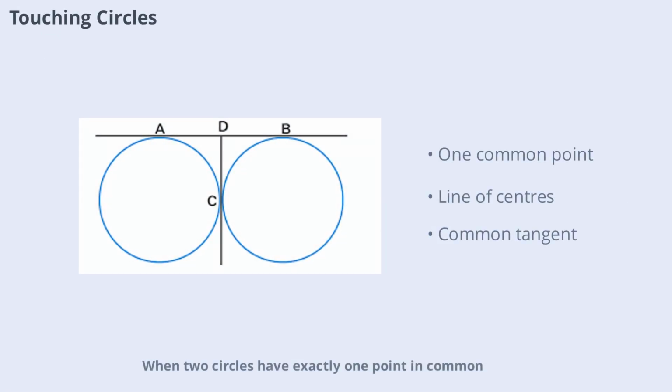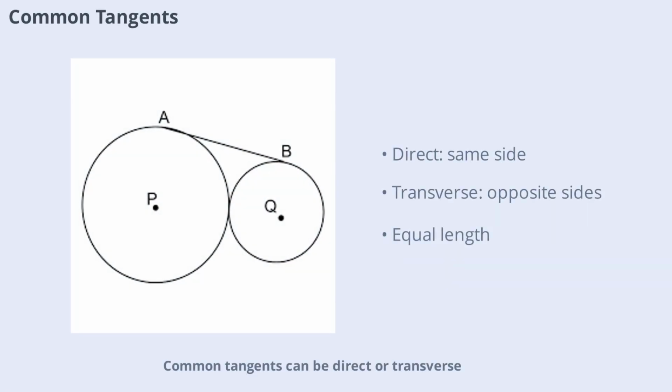When 2 circles have exactly 1 point in common, they are said to be touching circles. The common point is the point of contact, and the line joining their centers is called the line of centers. Circles can touch each other internally or externally, and the line touching both is called a common tangent. Common tangents can be direct or transverse.